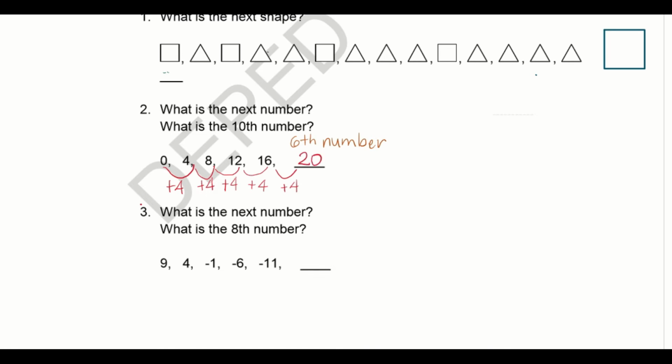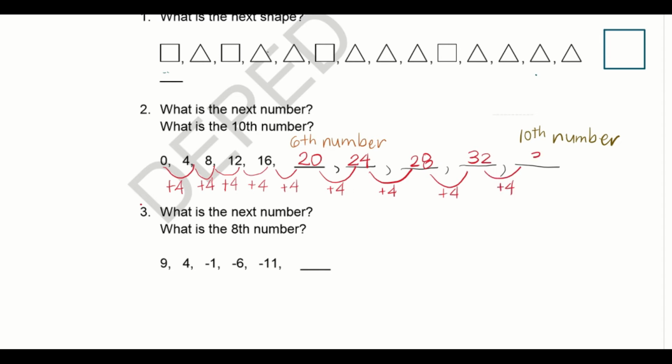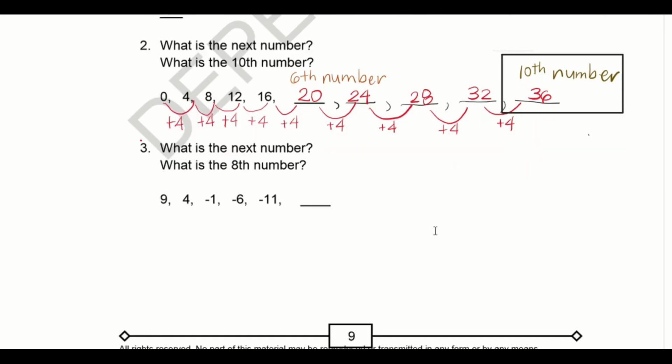Follow-up question, what is the 10th number? We have to determine the 7th, the 8th, the 9th, and the 10th number, following our pattern, which is adding 4 to the preceding number to get the next number. That is 20 plus 4, 24. 24 plus 4, we get 28. 28 plus 4, we get 32. 32 plus 4, we get 36, which is our 10th number. Let's proceed to number 3.